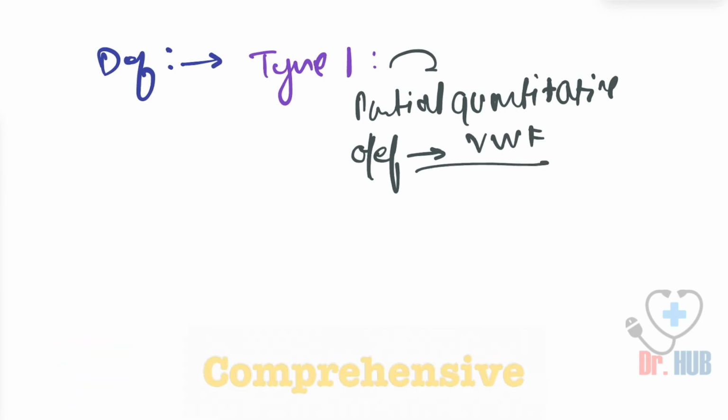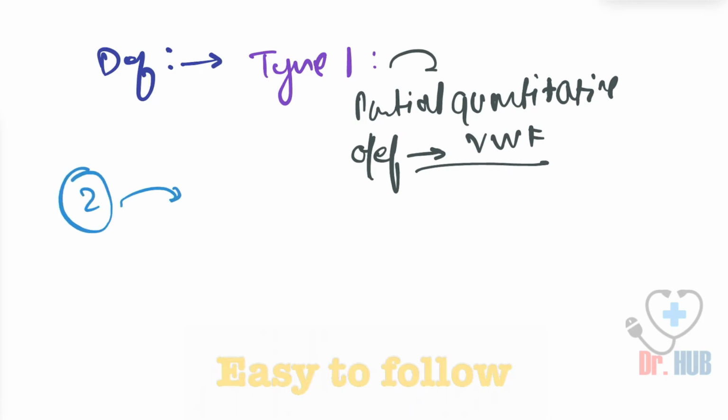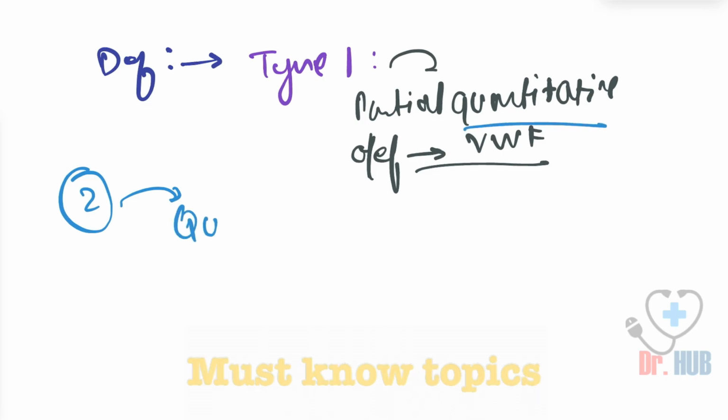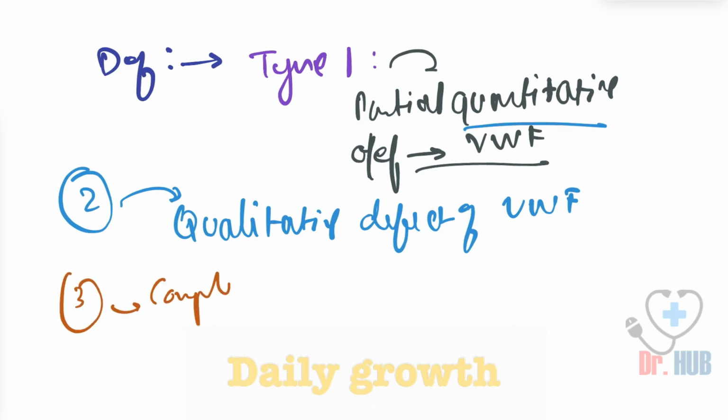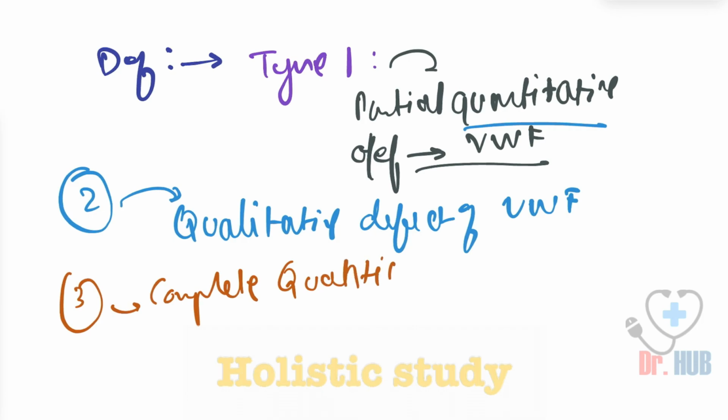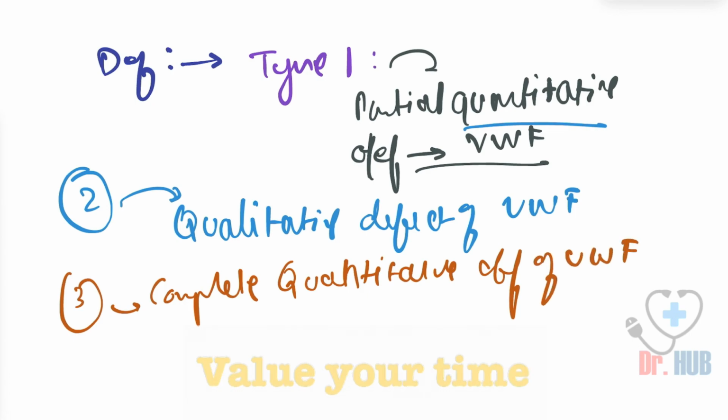Now we'll look at the second type. How is it different from type 1? The second type is qualitative. So type 1 was quantitative, and this is going to be qualitative. It is a qualitative defect of the von Willebrand factor. Now we move on to the third one. The third one is a complete quantitative deficiency of the von Willebrand factor.